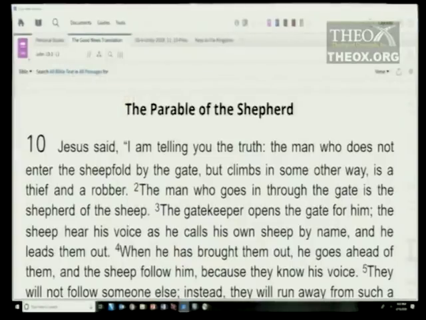Jesus said, "I am telling you the truth, the man who does not enter the sheepfold by the gate, but climbs in some other way, is a thief and a robber. The man who goes in by the gate is the shepherd of the sheep. The gatekeeper opens the gate for him. The sheep hear his voice, and he calls his own sheep by name, and he leads them out." So what's the work of the gatekeeper, and what's the work of the shepherd here in those first couple of verses?